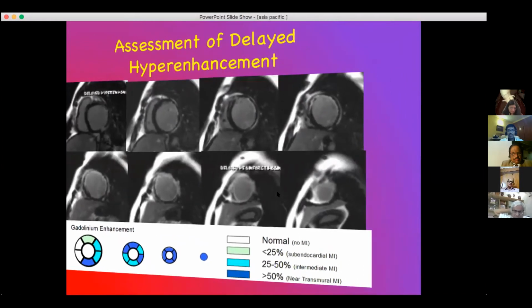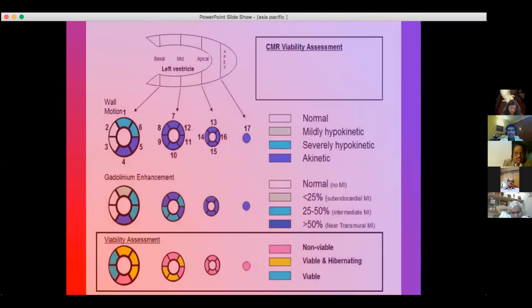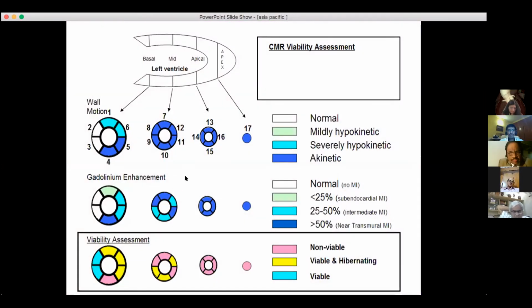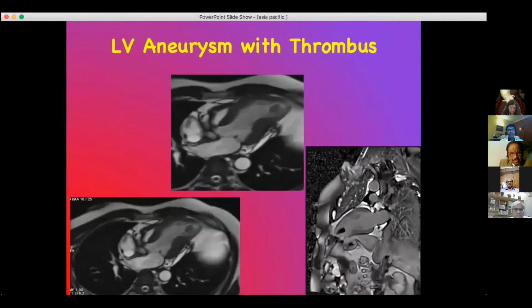And once you have all the three data fused together, you get a data set like this with the wall motion, you get the gadolinium enhancement, and finally, you put both of them together and you get the viability assessment. The pink obviously is the non-viable areas. These are areas which have been akinetic. These are the areas which are more than 50% gadolinium, and they will show up as non-viable. Whereas the patients who have a normal wall motion or mildly hypokinetic with mild gadolinium enhancement of less than 25% would be the viable and hibernating myocardium. So a very simple and easy way to depict viability in patients with CAD.